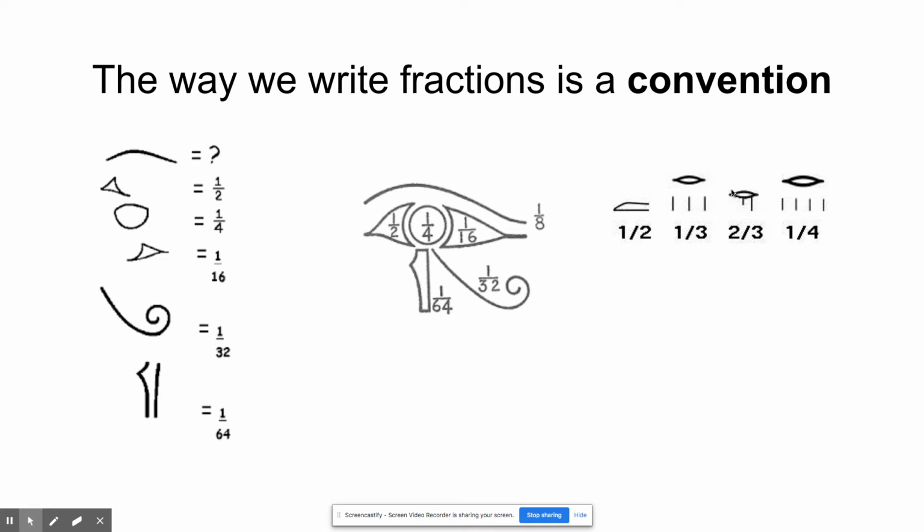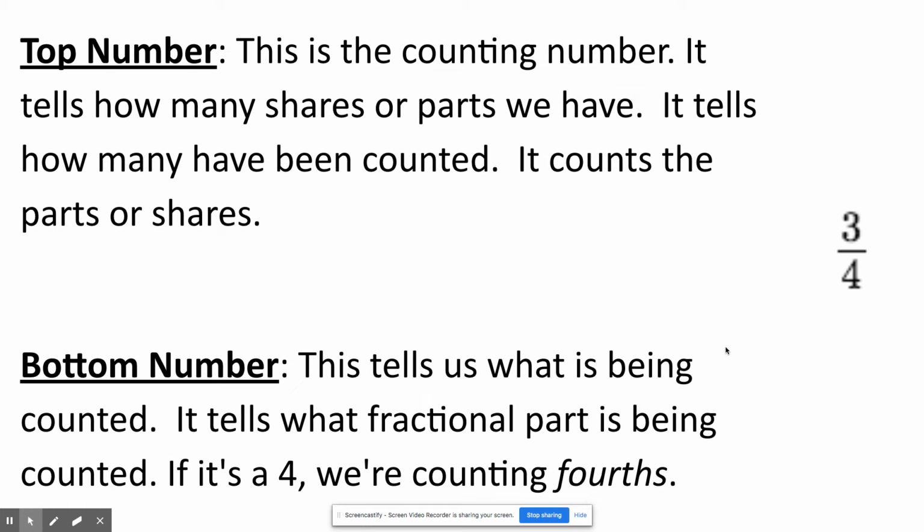The Egyptians, except for 2/3, every fraction they wrote did not have a numerator. So they would only write this little piece here, and you would know that meant there was a 2 in the bottom, 3 in the bottom, 4 in the bottom. So we happen to just use a different convention. What we use, as I already said, is a ratio.